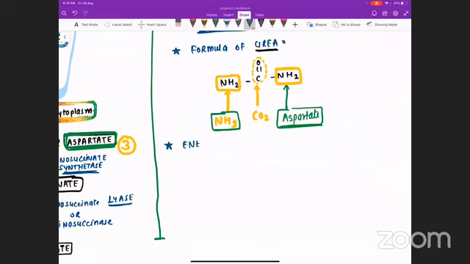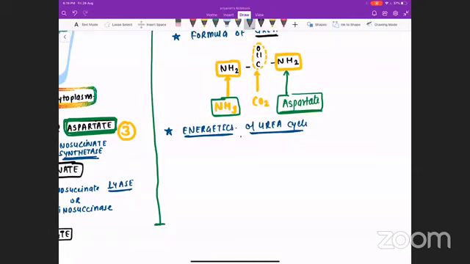Next is energetics. Energetics of urea cycle means how many ATPs are required. Energetics of urea cycle.